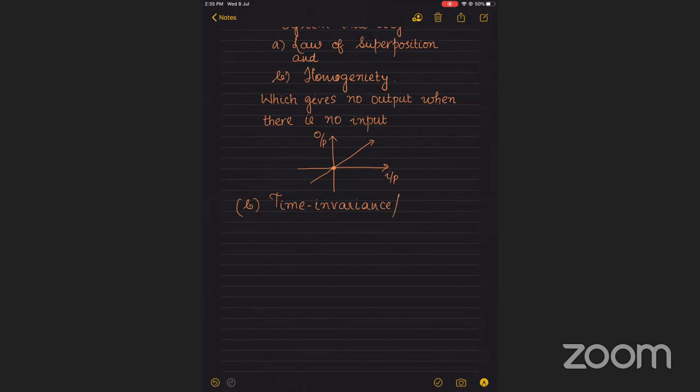Time invariance slash shift invariance. What do we mean by this? Okay, so what do we mean by time invariance, or what do we mean by shift invariance? This is what we are going to look at right now.